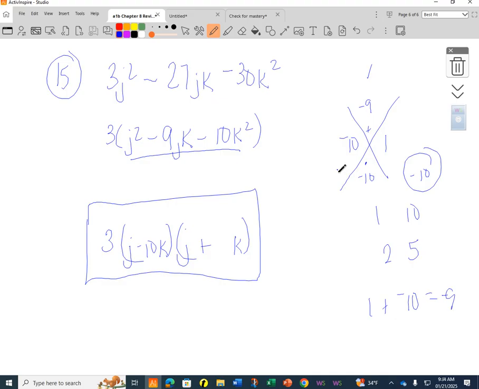So if you don't have work, that means it's probably a special product, and you just need to tell me which special product it is.